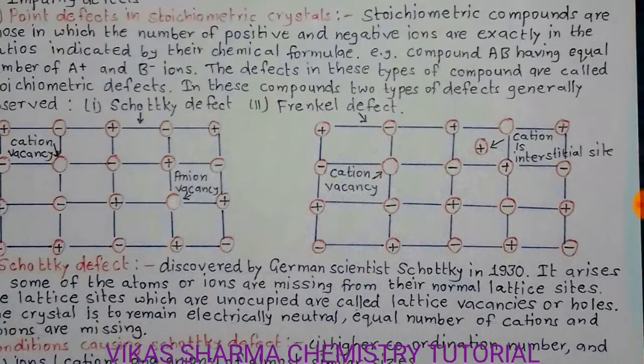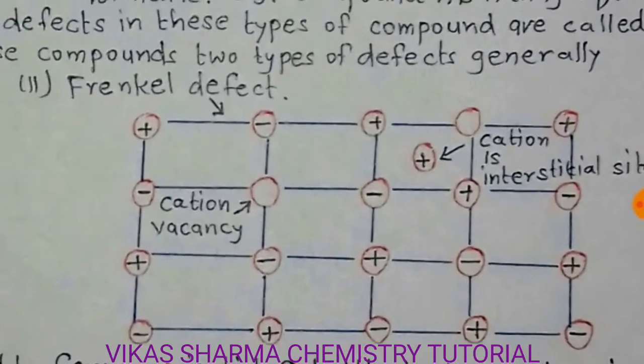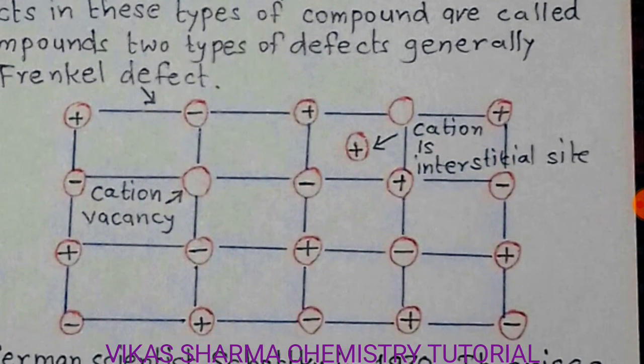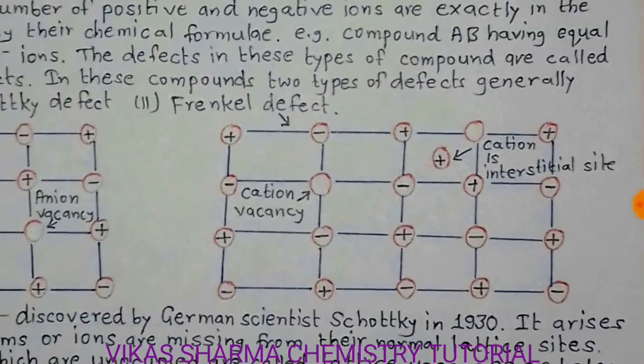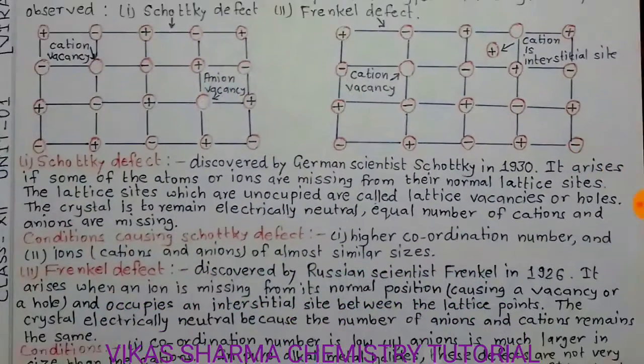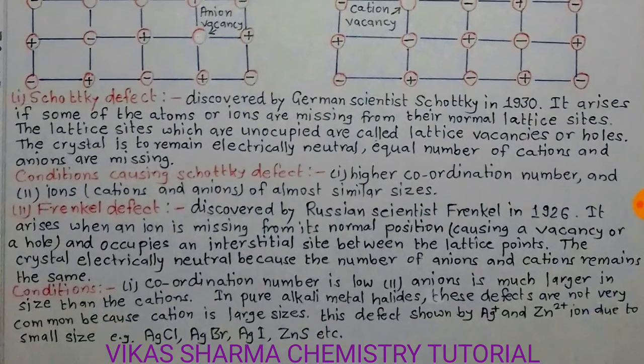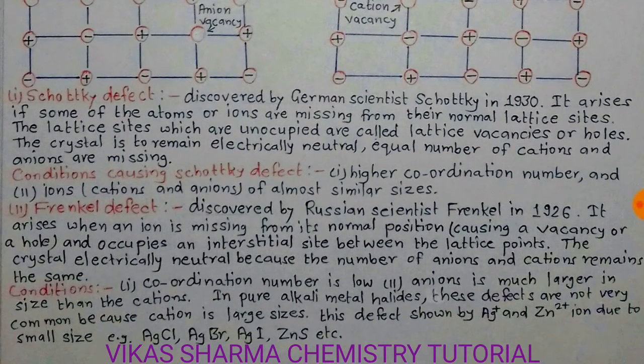So student, you have seen the Frenkel defect. The cation vacancy is formed, and the cation is found on the interstitial site. So this is considered a Frenkel defect. So student, the Frenkel defect conditions are: first one, the coordination number is low. Second, the anion is much larger in size than the cation.